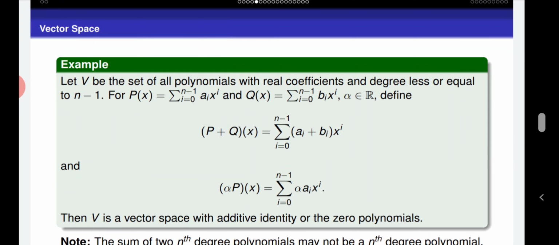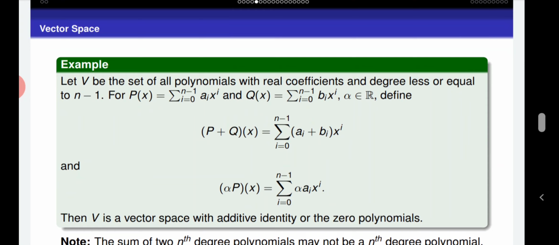Next example, let V be the set of all polynomials with real coefficients and degree less than or equal to n minus 1, for P of x equal to the summation i equal to 0 to n minus 1 of a_i x raised to i, and Q of x equal to the summation i equal to 0 to n minus 1 of b_i x raised to i, and alpha belongs to R.